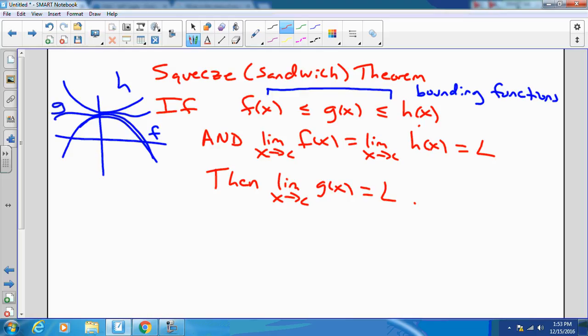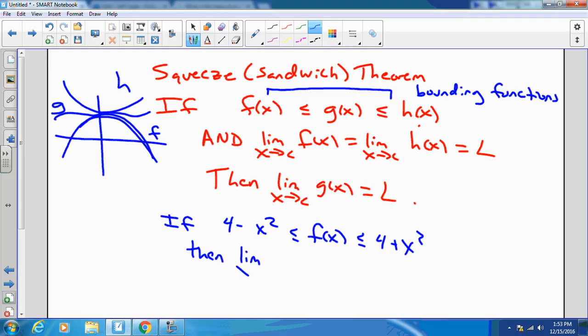For your purposes, if I ask you a question in which squeeze theorem would be helpful, I will provide you with the appropriate bounding functions. So I might give a question in the format, if f is between 4 minus x squared and 4 plus x squared, then the limit as x goes to 0 of f of x equals, and I would consider that my bounding functions both go to what value as x goes to 0? 4. And therefore the middle function must also go.